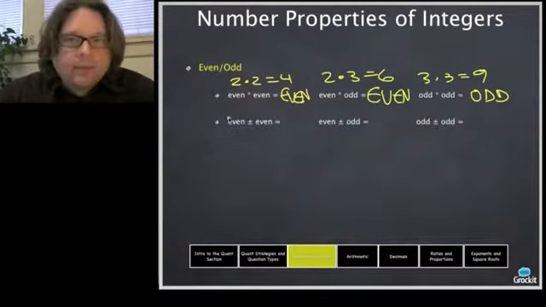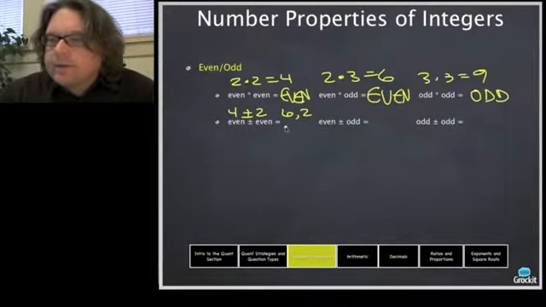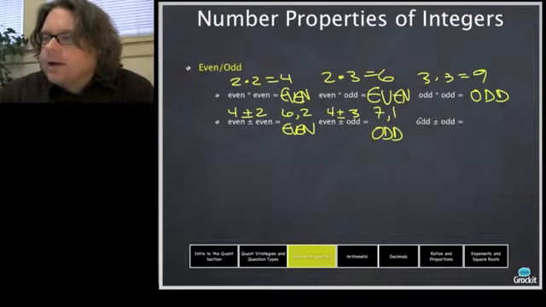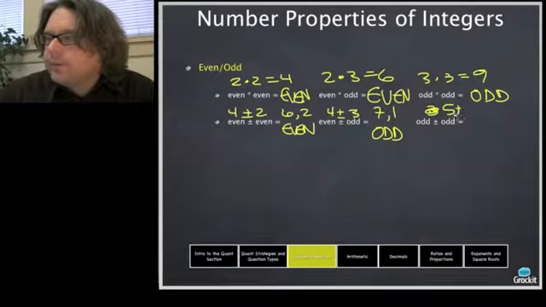When you do even plus or minus even, so let's say 4 plus or minus 2, 4 plus 2 is 6, 4 minus 2 is 2, so even plus or minus even stays even. Even plus or minus odd, so let's do 4 plus or minus 3, so it's either 7 or 1, both odd. So this one is odd. Odd plus or minus odd. Again, let's do 5 plus or minus 3. We get 8 or 2. So odd plus or minus odd is even.